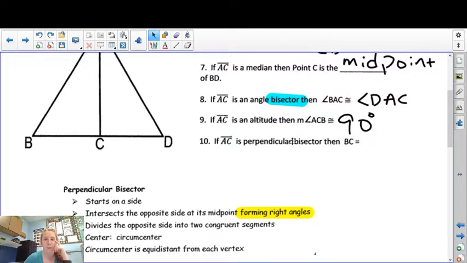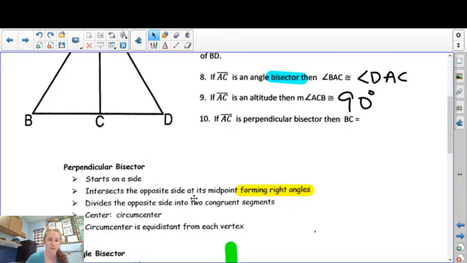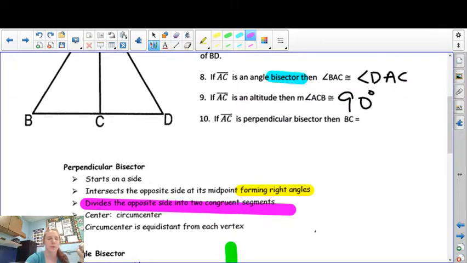If AC is a perpendicular bisector, then BC is equal to, well, perpendicular bisector cuts it in half. That word bisector, this is the one I'm looking for, two congruent segments. So then BC is equal to CD.